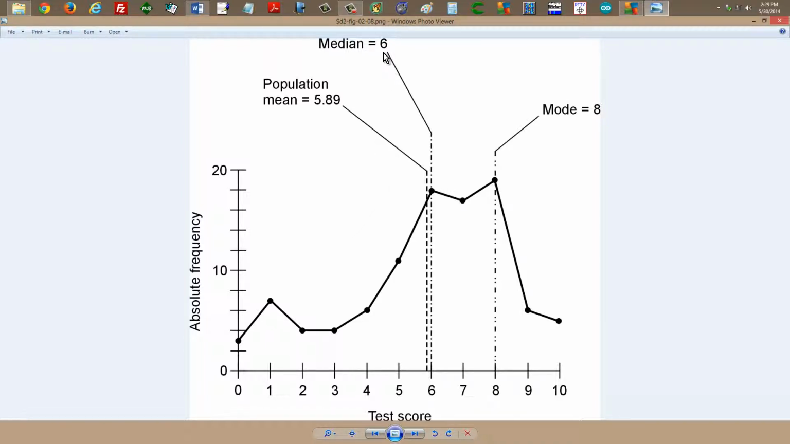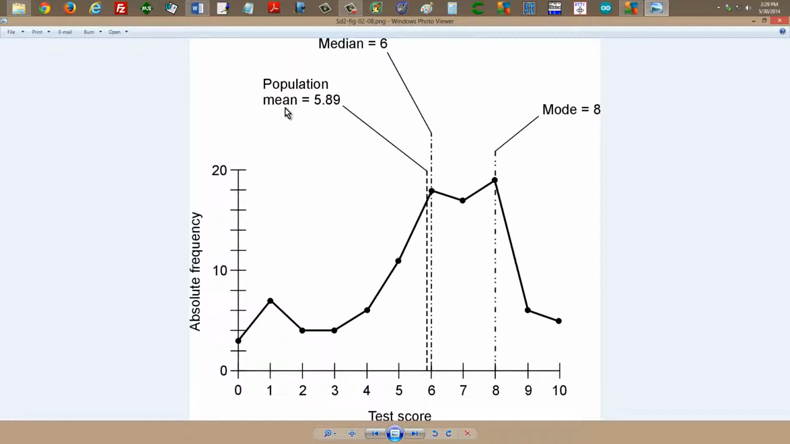The median is that score for which an equal number of students did worse as compared to the number of students who did better. So half the students did better than 6, half the students did worse than 6. That's what median means. It means an equal number of results were lower as were higher.